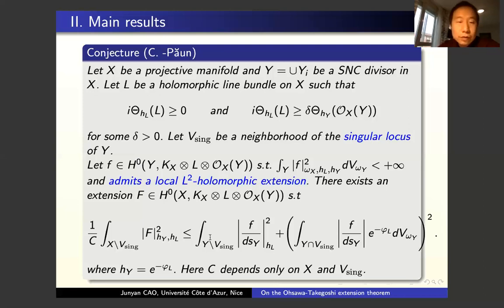And I would like to remark that if we could prove this conjecture, then we could probably prove the DLT extension conjecture in the case 1, Y is simple normal crossing. And also I would like to remark that here for the metric HY, we can suppose at the beginning that HY is of analytic singularity.